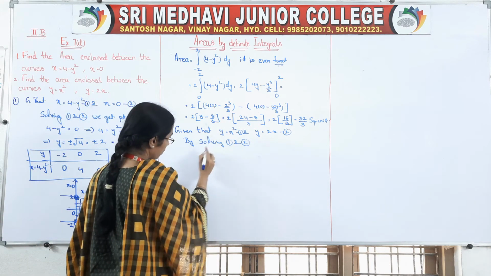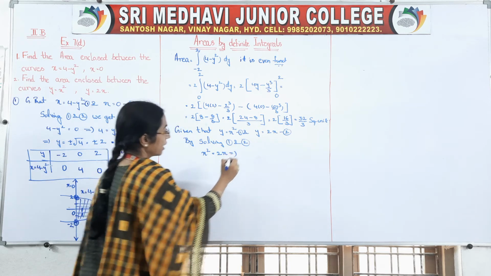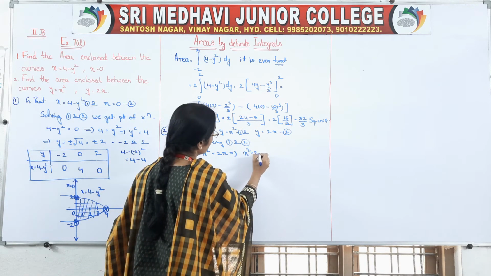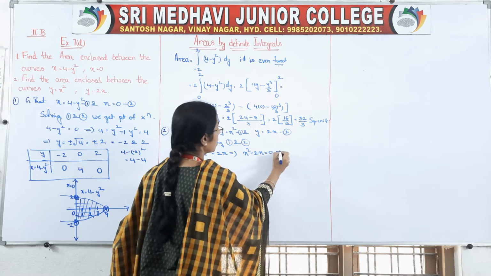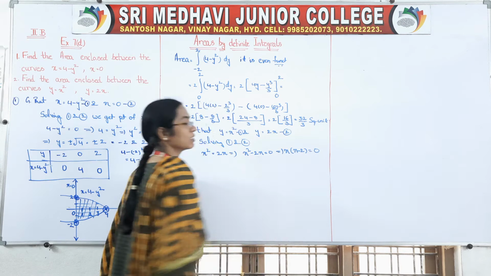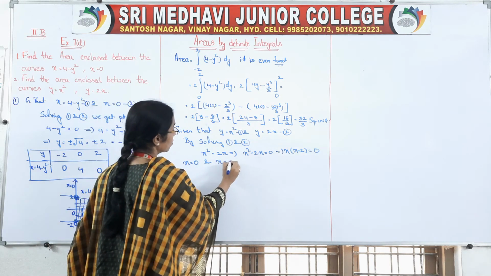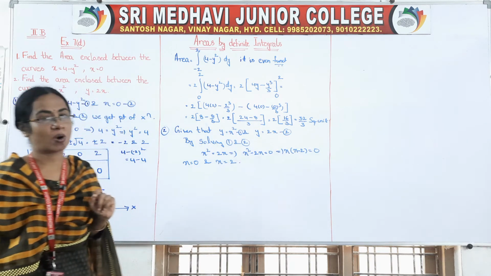So how will we solve? x square is equal to 2x. Then you will have x square minus 2x is equal to 0. Then x can be taken outside: x into x minus 2 is equal to 0. So x is equal to 0 and x is equal to 2 are the points.